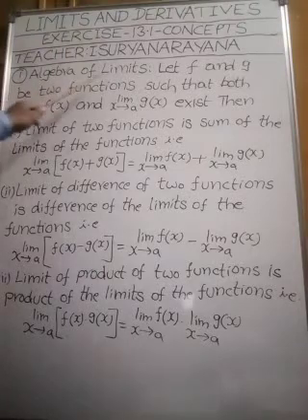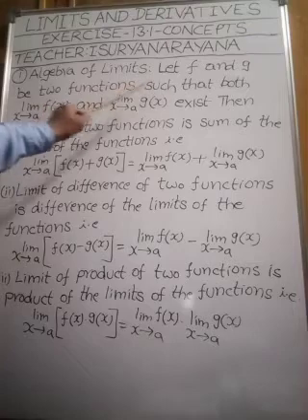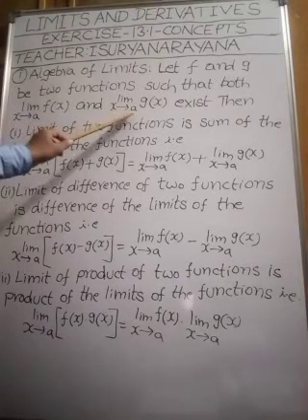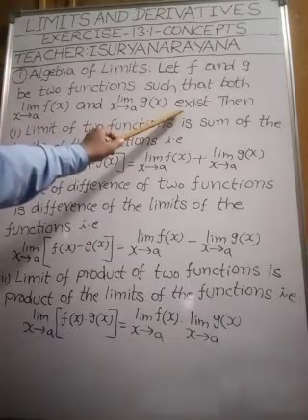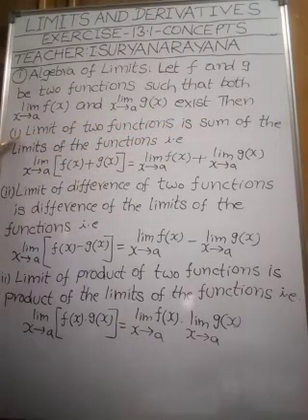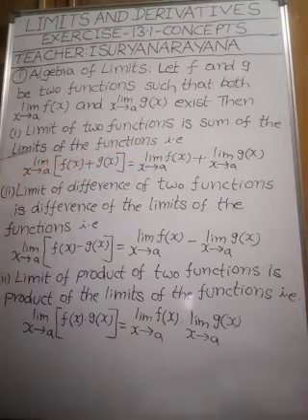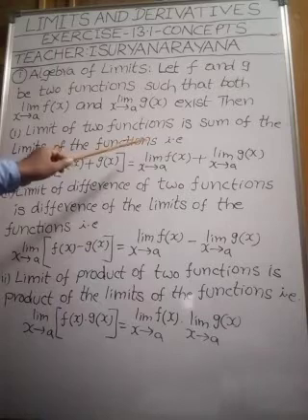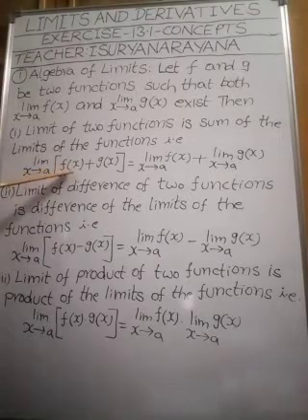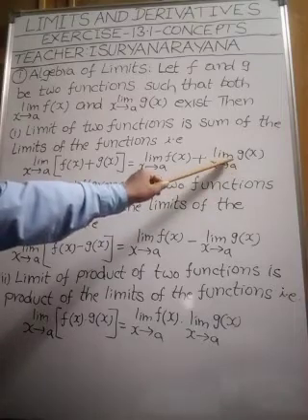Right. See, algebra of limits. Let f and g be two functions such that both the limit as x tends to a of f of x and the limit as x tends to a of g of x exist. Means for this function and for this function limits exist. Okay, my children. And then see, first point: limit of the sum of two functions is the sum of the limits of the functions. That is, we can write this property in the form of symbols like this: limit as x tends to a of f of x plus g of x is equal to limit as x tends to a of f of x plus limit as x tends to a of g of x.